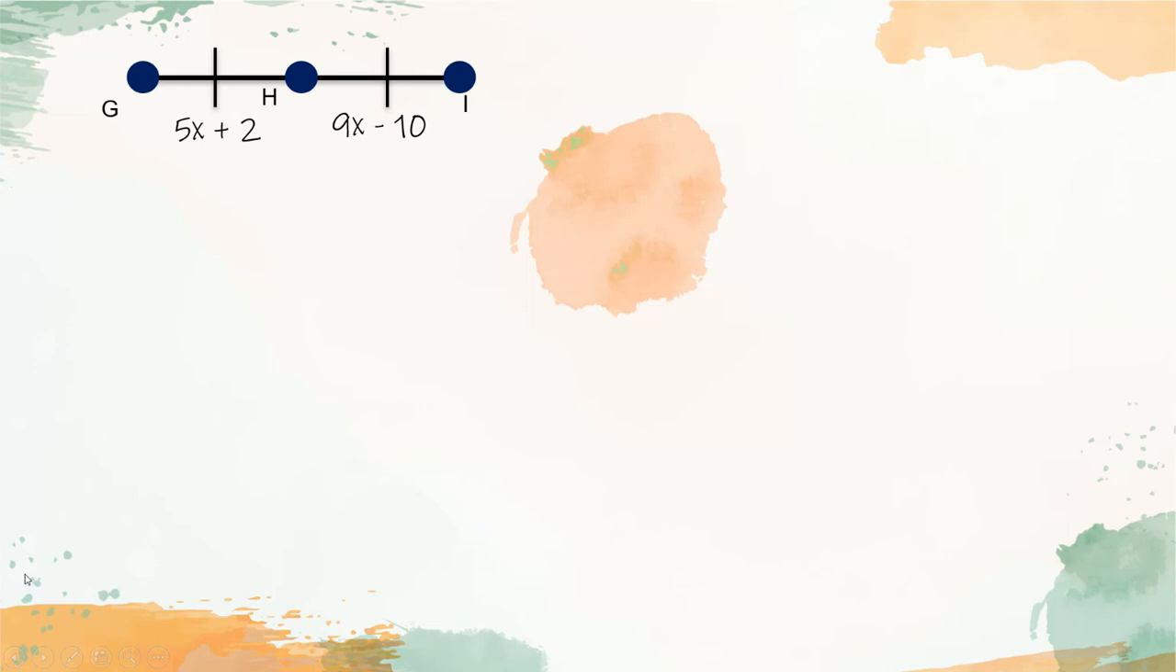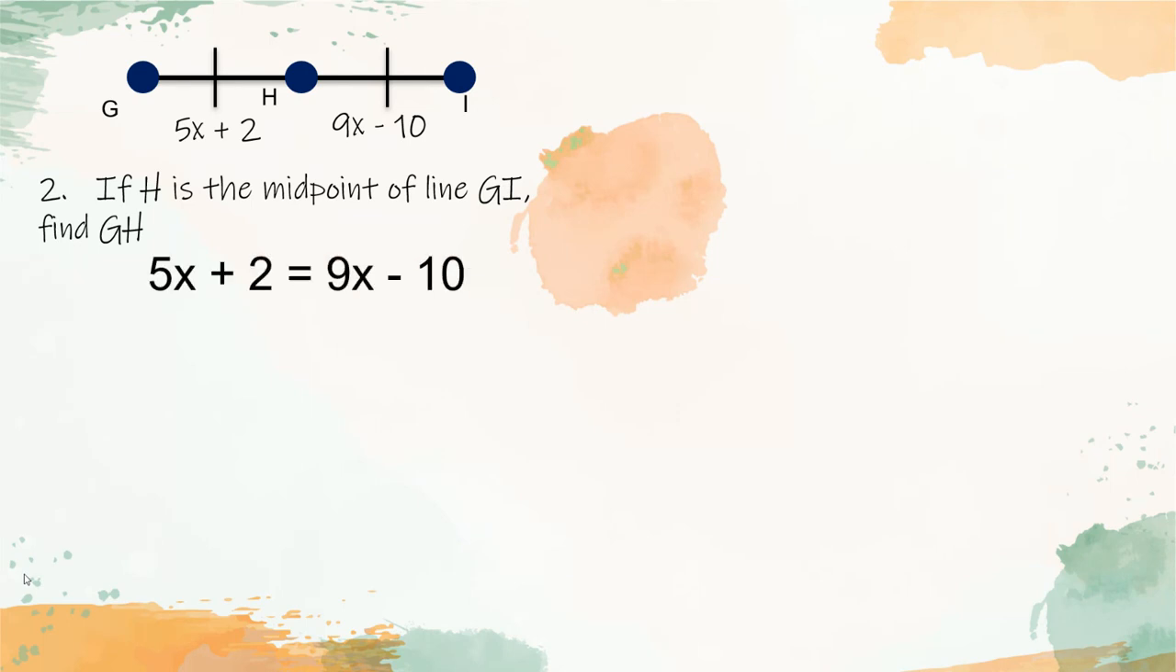All right, here's our line segment GI. We can see that the two segments are congruent, so H is its midpoint. If H is the midpoint of line GI, find GH. So again, these two segments are congruent, so we can set our equations equal to each other and solve for x. Go back to the question: it doesn't ask for x, it asks for the length of GH, so then we're going to have to plug in x.